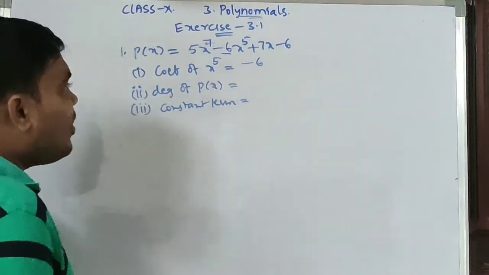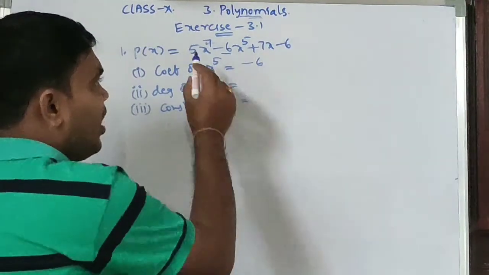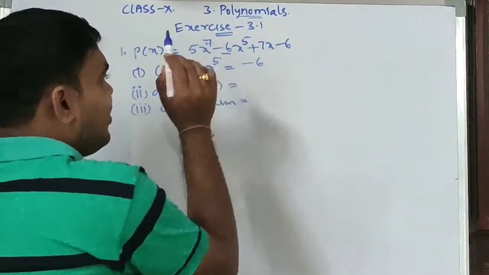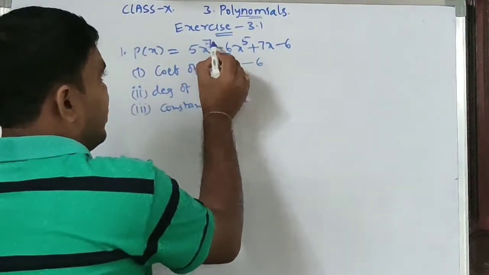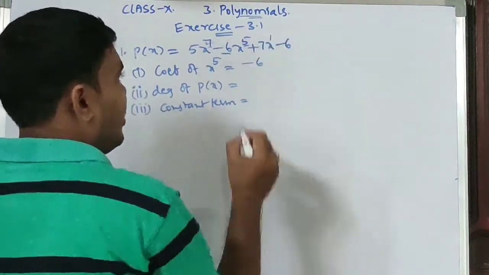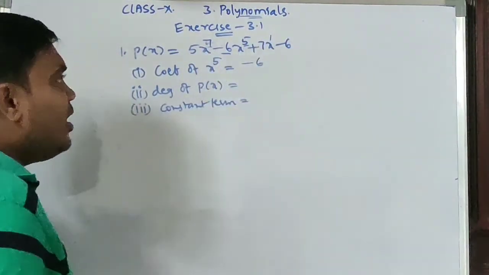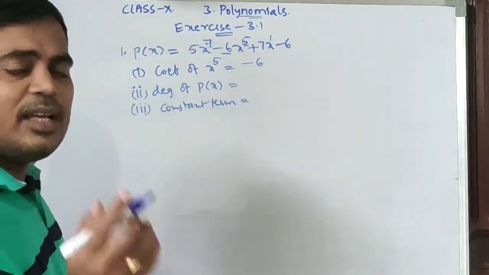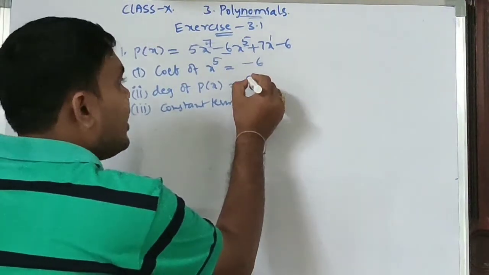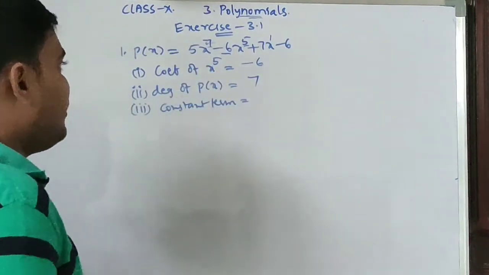Next, the degree of P of x. If we observe the highest power, that is the degree. All the powers of x are 7, 5, 1. In this, which one is bigger? 7 is the bigger value. So, the degree of P of x equal to 7.